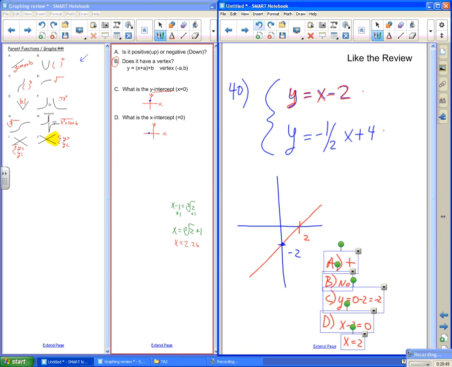So now I'm going to do my blue line. Same question. We have a line. Is it positive or negative? It's a negative, okay? So that means my line's going to go down. Does it have a vertex? No. If I plug in 0, what do I get?